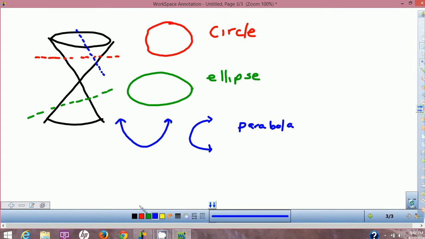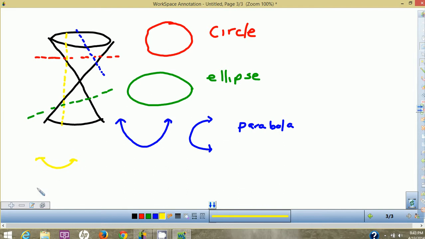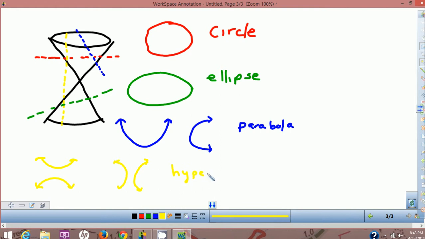And then we have one other possibility. What if we come straight up and down? If I come straight up and down, how many times do I intersect my cones? I intersect them twice. I intersect this top cone and this bottom cone, which means I can end up with a shape that looks like this. Like I have two parabolas back to back, or if I turn my cones sideways, I end up with two that go this direction. That shape, where you have two of those, has a name. It's called a hyperbola.